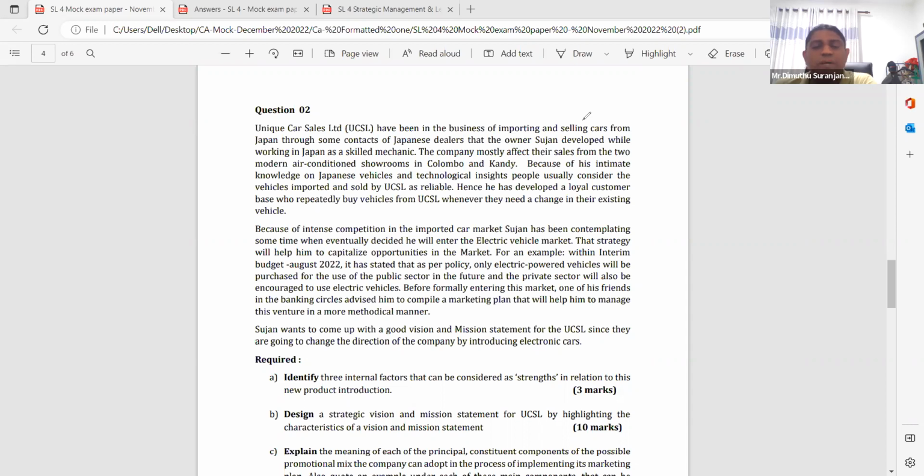Before formally entering this market, one of his friends in the banking circle advised him to compile a marketing plan that will help him to manage this venture in a more methodical manner. Sujan wants to come up with a good vision and mission statement for UCSL since they are going to change the direction of the company by introducing electric cars. So the first part is 3 internal factors. I found only 2, no? This one is the contacts of Japanese dealers. That's a strength.